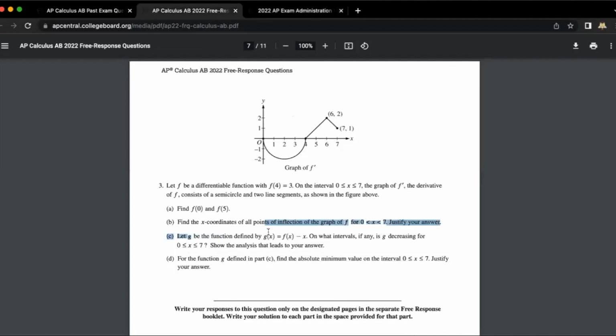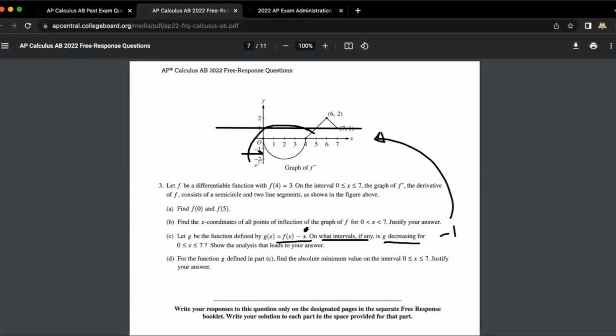C. Would the function defined be this function? Okay, on what intervals, if any, is g decreasing for this? Okay, now we actually have to go find the derivative. Right, this derivative is just going to add an additional -1 to this. Okay, so everything's going to shift down. On what intervals is g decreasing? Well, decreasing meaning that the values are negative. Where are the values negative? Well, technically, if we're shifting everything, we're going to go down by 1 here. So that means that all the negative values are up through 4. Okay, that makes sense?